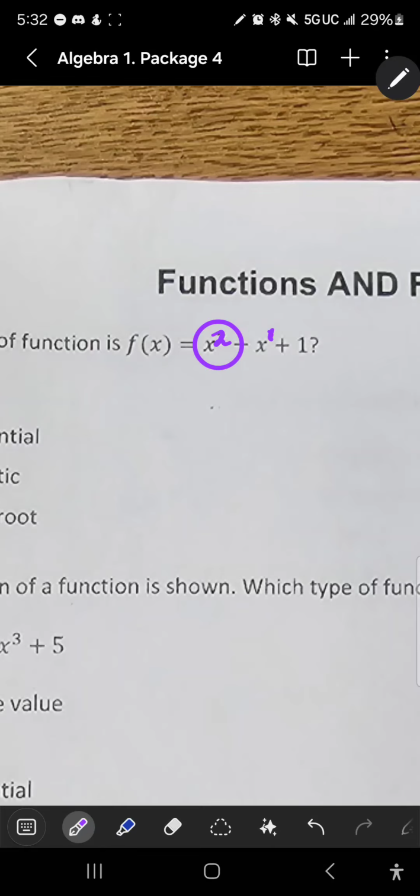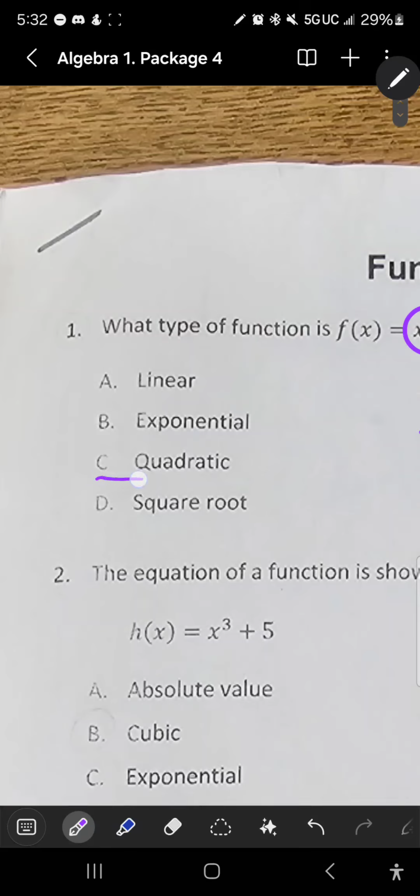So this function needs to be the one that has the 2, and the one that has the 2 is the quadratic. So the answer for this case is quadratic.